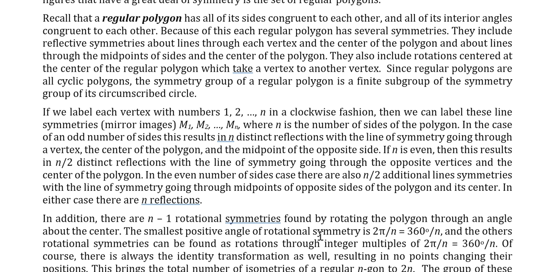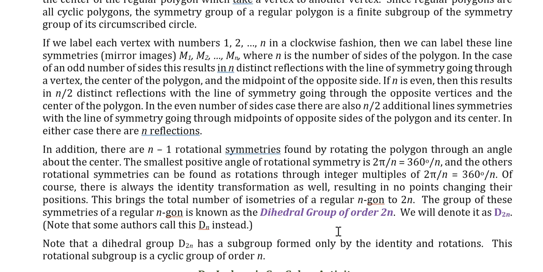We'll look at this in just a minute. In addition, there are n minus 1 rotational symmetries found by rotating the polygon through an angle about the center. The smallest positive angular rotational symmetry is 2 pi over n, or 360 degrees over n, and the other rotational symmetries can be found as rotations through integer multiples of that same amount. Of course, there's always the identity transformation as well, resulting in no points changing their positions. This brings the total number of isometries of a regular n-gon to 2n.